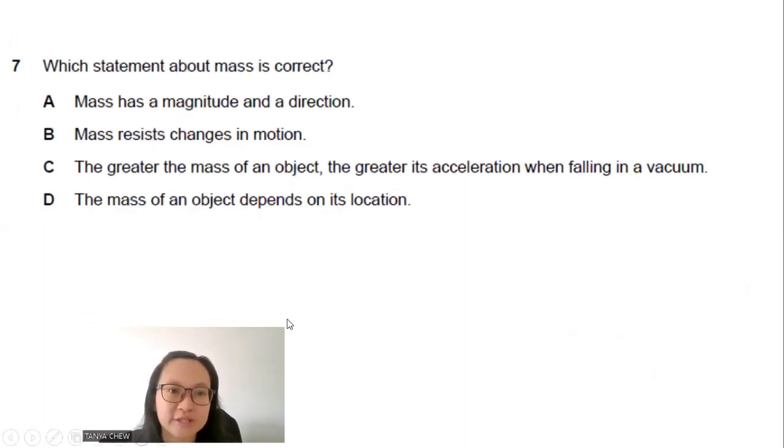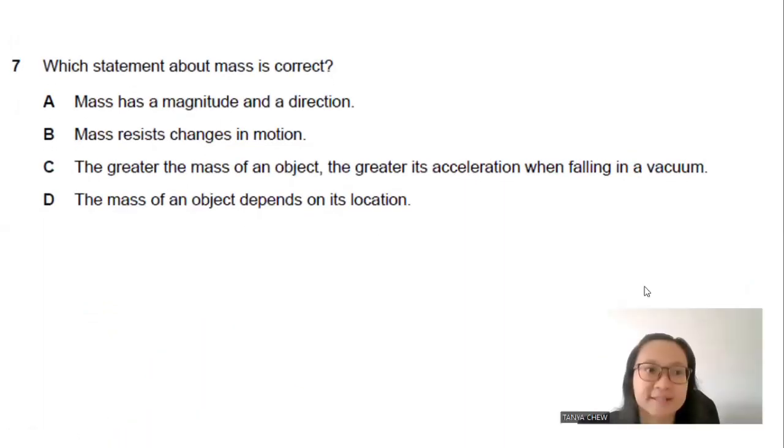Number 7, which statement about mass is correct? A, mass has magnitude and direction. This is definitely wrong, because mass is a scalar quantity. B, mass resists changes in motion. This is also true. The larger the mass, the larger the inertia.